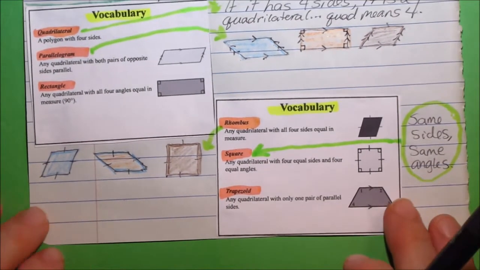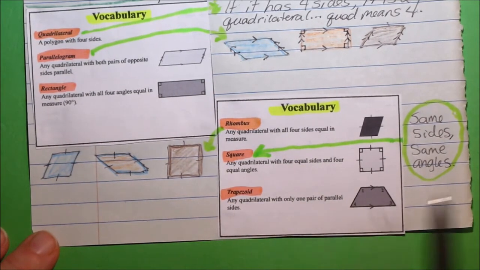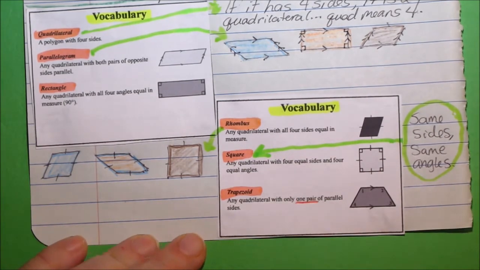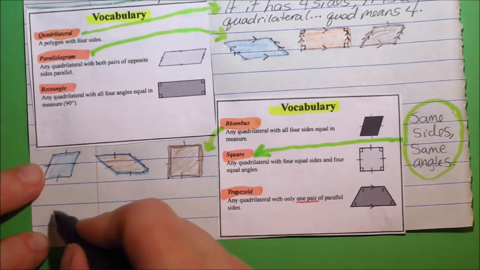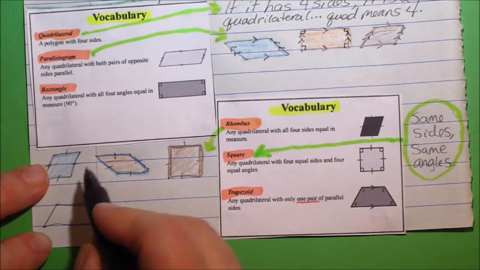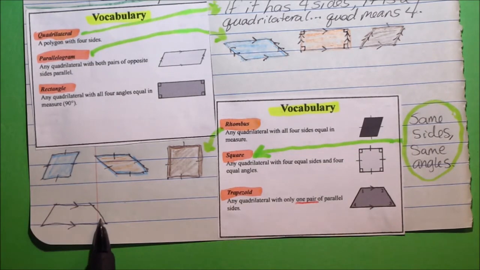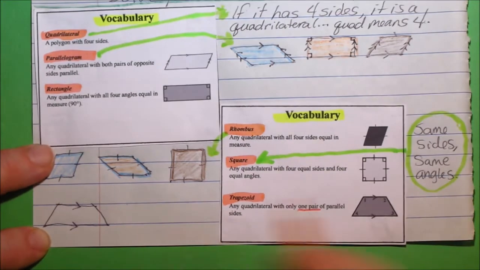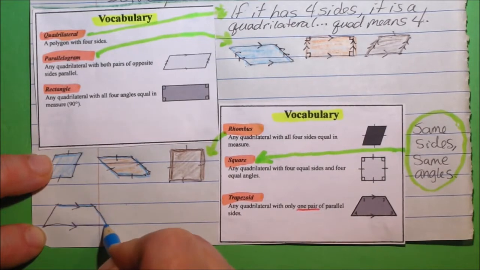All right. So that leaves us with trapezoid. A trapezoid is any quadrilateral with only one pair, in fact, I'm going to underline that, only one pair of parallel sides. It could look like this, where this side and this side are parallel, but this side and this side are not parallel. So I've only got one pair of parallel lines. That makes it a trapezoid.